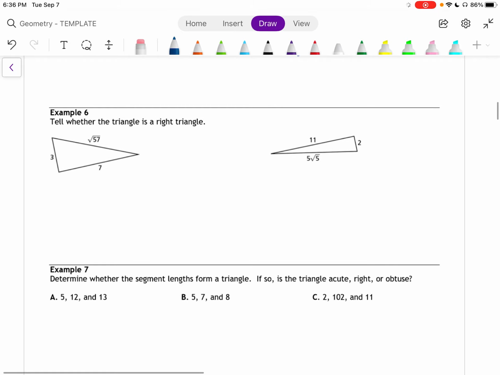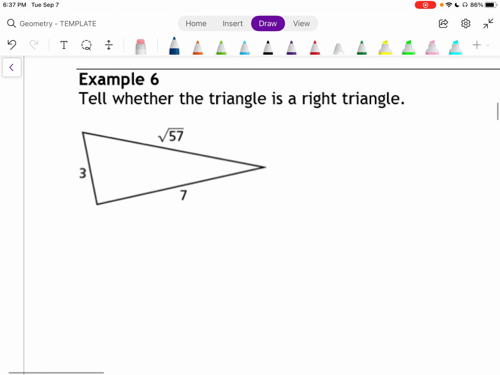All right, next up, number 6. Just like in the problem I did earlier, I want to type in the square root of 57 to get a decimal, just to make sure that's my hypotenuse. This is going to be 7.5. So that's my potential hypotenuse. And we're just supposed to tell whether it's a right triangle. So we don't really need to say if it's acute or obtuse. We just need to decide yes or no, it is right.